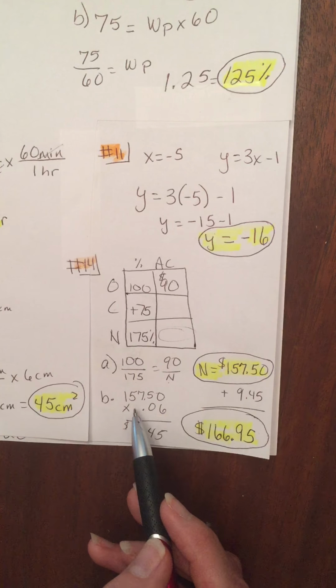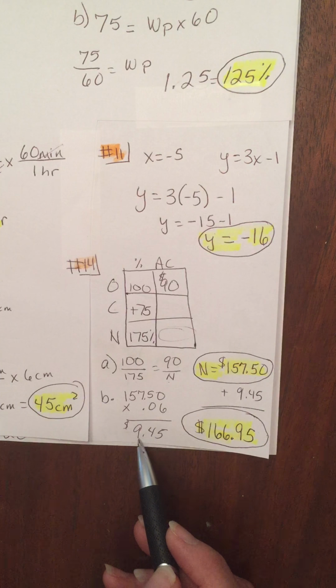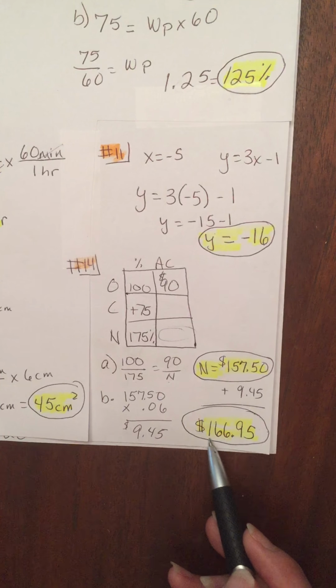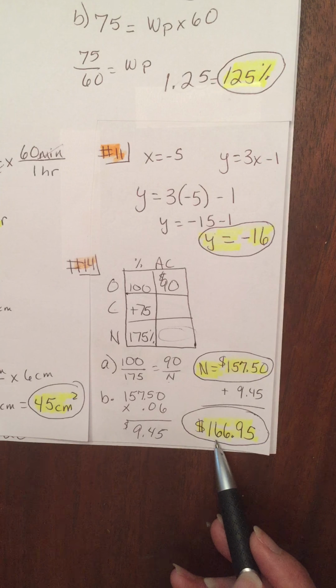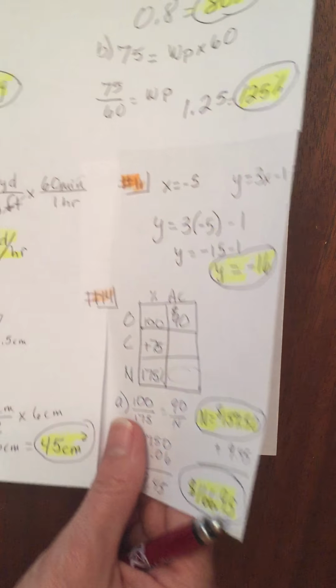The B part asks for you to add on 6% sales tax. So I did 157.50 times 0.06 for 6% sales tax. My tax was $9.45. I added it to my price, and the final price after sales tax is $166.95.